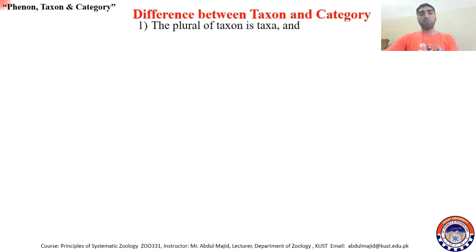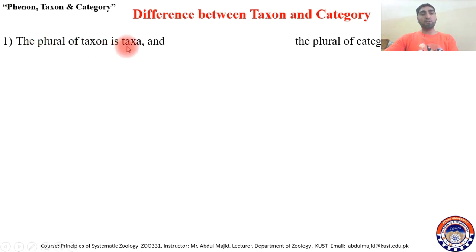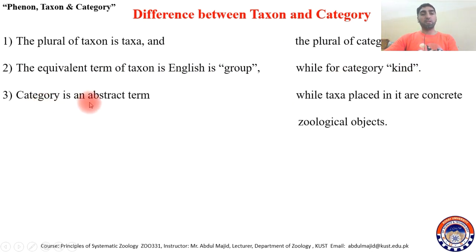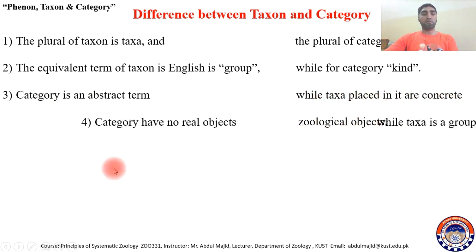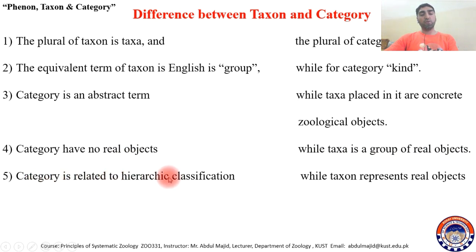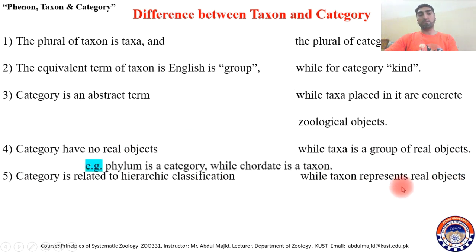Now the difference between taxon and category. The plural of taxon is taxa, and the plural of category is categories. The equivalent term of taxon in English is group, while for category it is kind. Category is an abstract term, while the taxa placed in it are concrete zoological objects. Categories have no real objects, while a taxon is a group of real objects. Category is related to hierarchical classification, while taxon represents real objects.